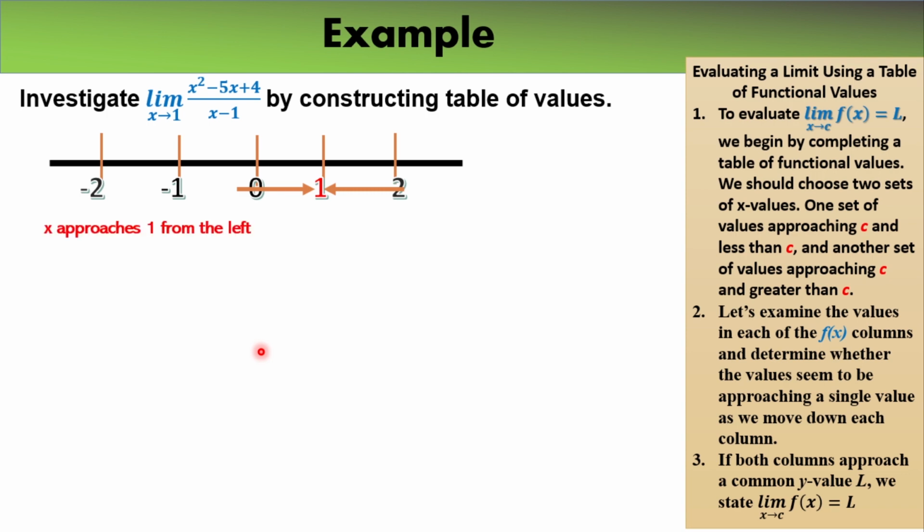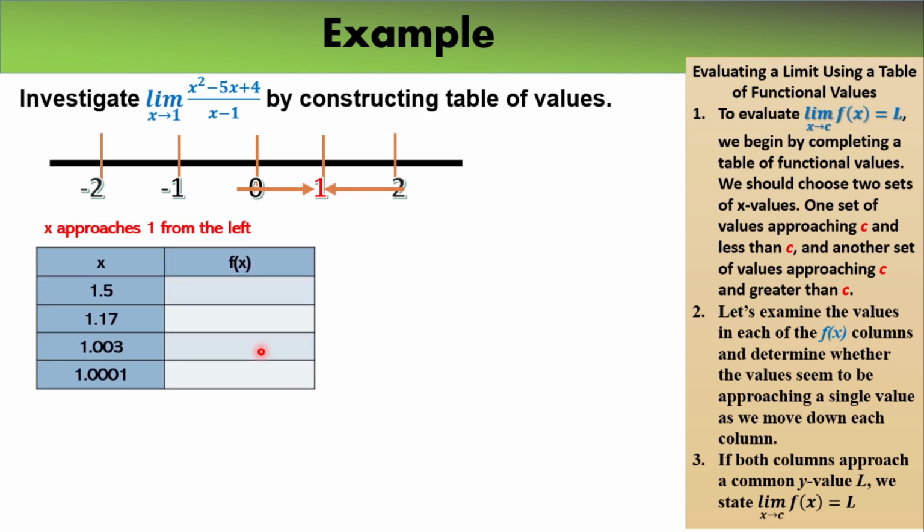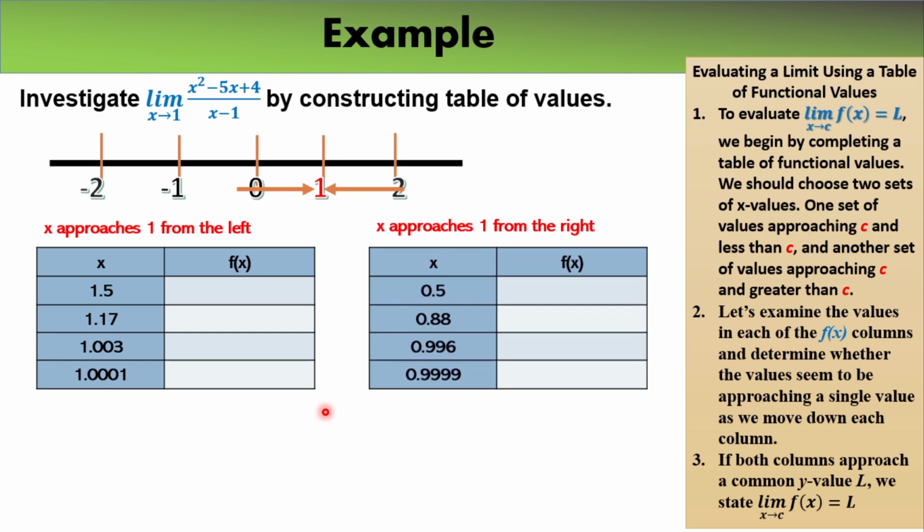So, as x approaches 1 from the left, ito yung mga values ng x natin from 1.5 to 1.0001. So, for x approaches 1 from the right, ito naman ang ating set of x values from 0.5 to 0.99999. So, complete the table. Substitute the values of x in our function, which is x squared minus 5x plus 4 all over x minus 1.